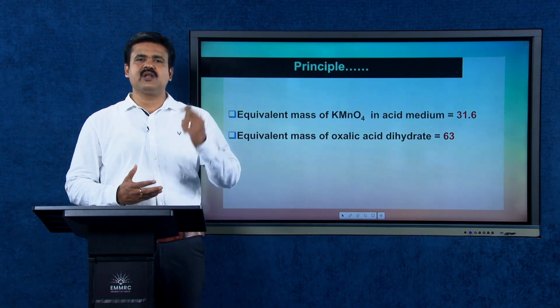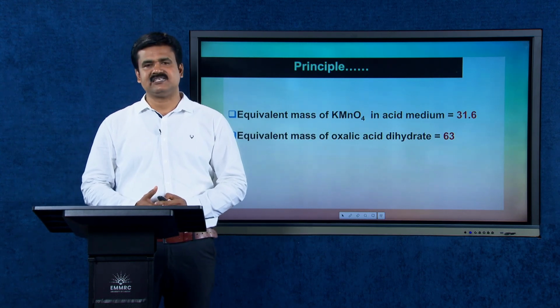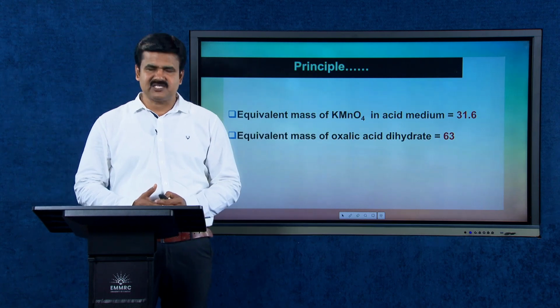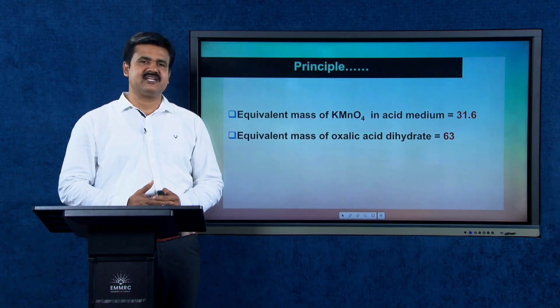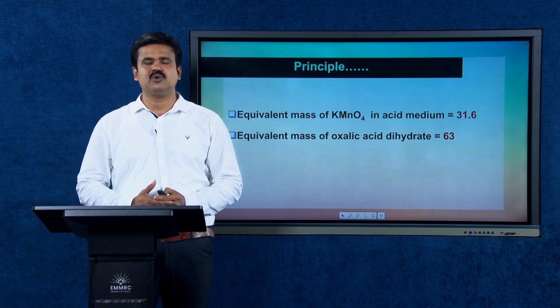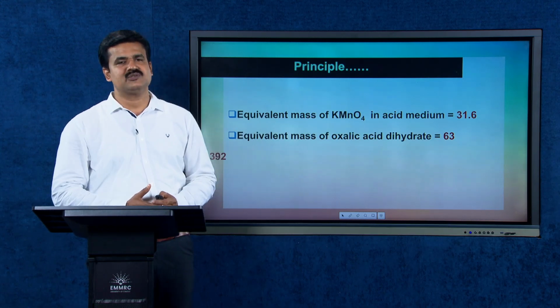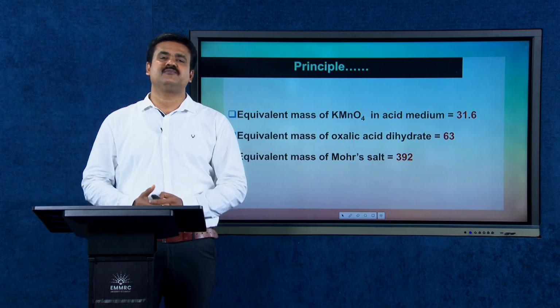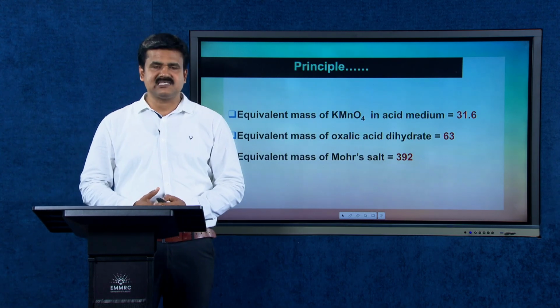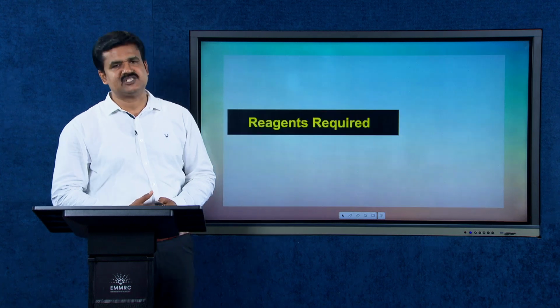Now, equivalent mass of oxalic acid dihydrate. Oxalic acid dihydrate has a molecular formula of H2C2O4·2H2O, which has a molar mass of 126. It is a dibasic acid and hence its equivalent mass will be equal to molar mass divided by 2, that is equal to 63. Equivalent mass of Mohr salt is the same as its molar mass, that is equal to 392. Mohr salt is ferrous sulfate, ammonium sulfate, 6H2O.